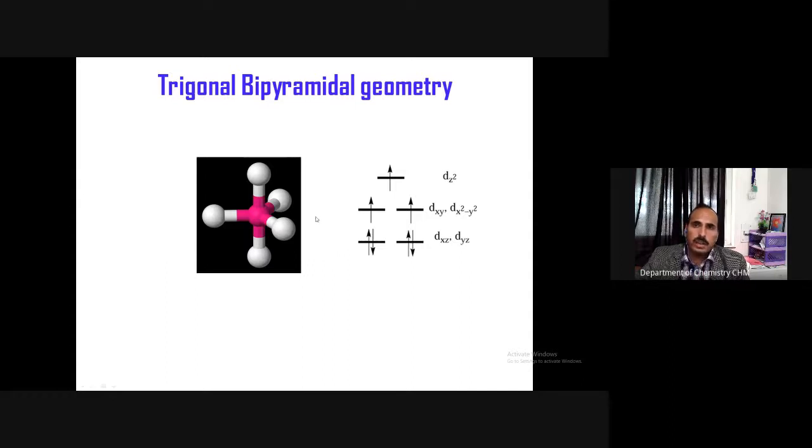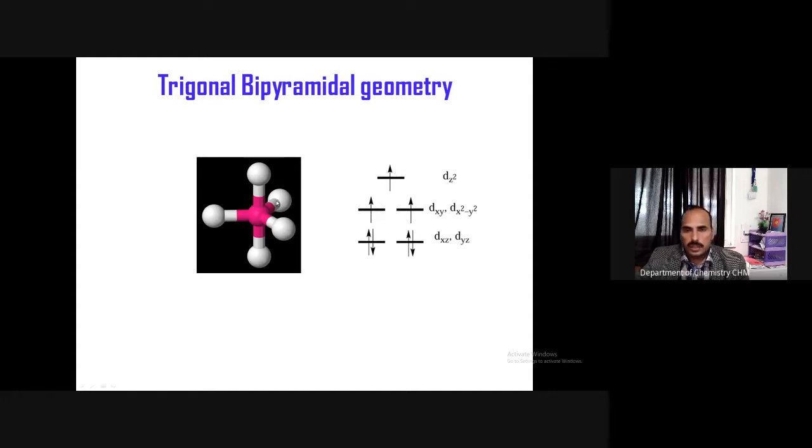See trigonal bipyramidal geometry. Okay, you know the trigonal bipyramidal geometry, right? There are three ligands in the equatorial position, each at a 120-degree angle, right? And then there are two ligands along the z direction, right? As you can see, along the z direction there are two ligands. So this is obvious that if the two ligands are directly affecting the dz square orbital, the energy of dz square is obviously going to be highest.